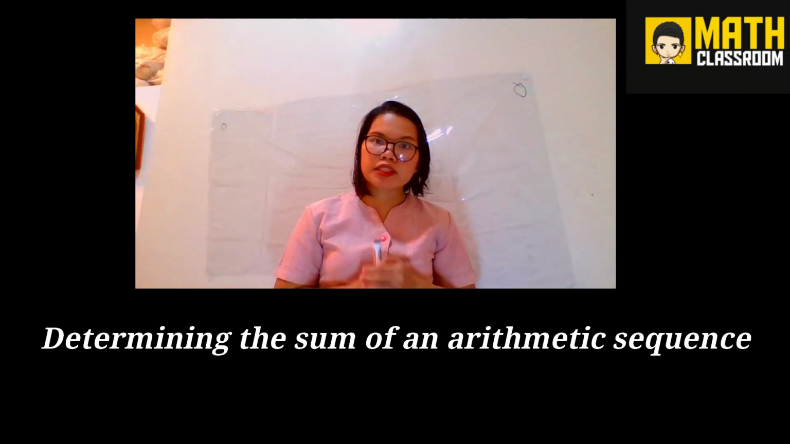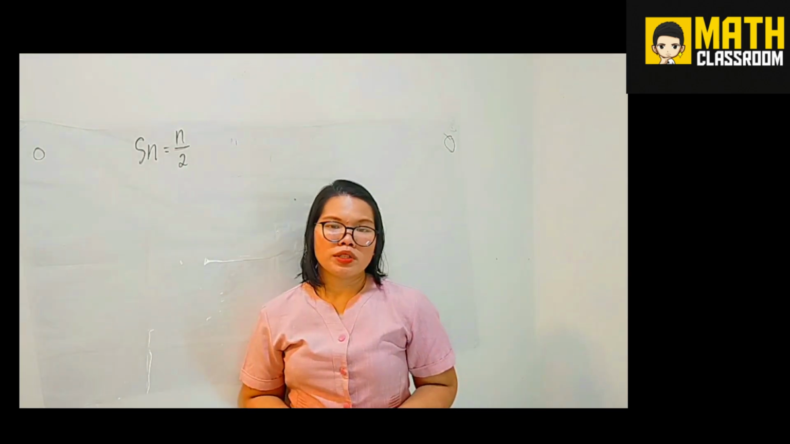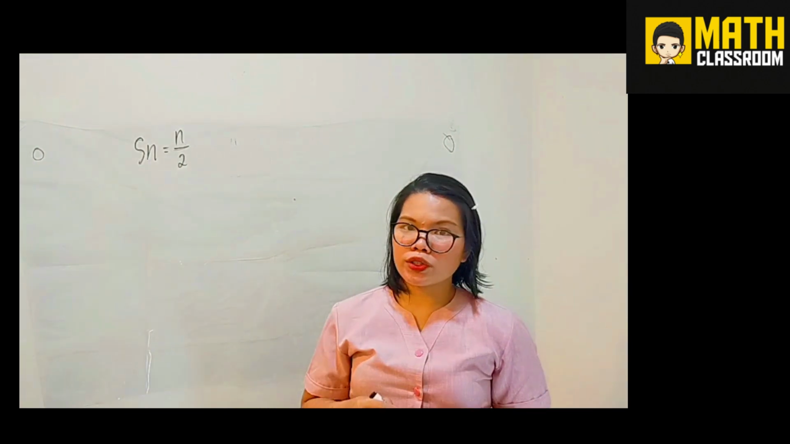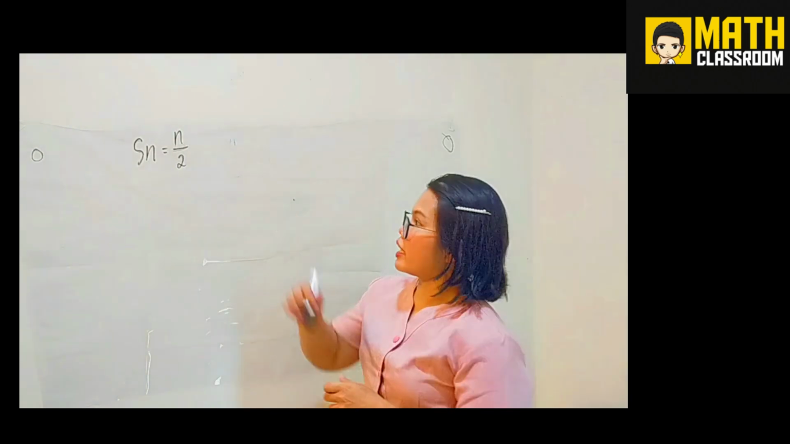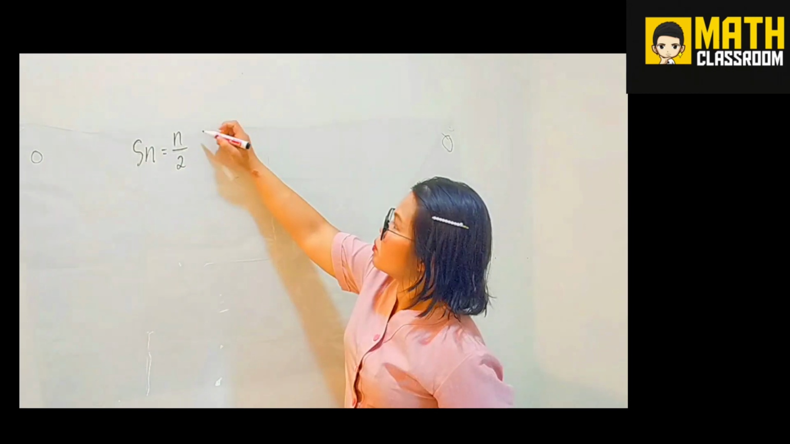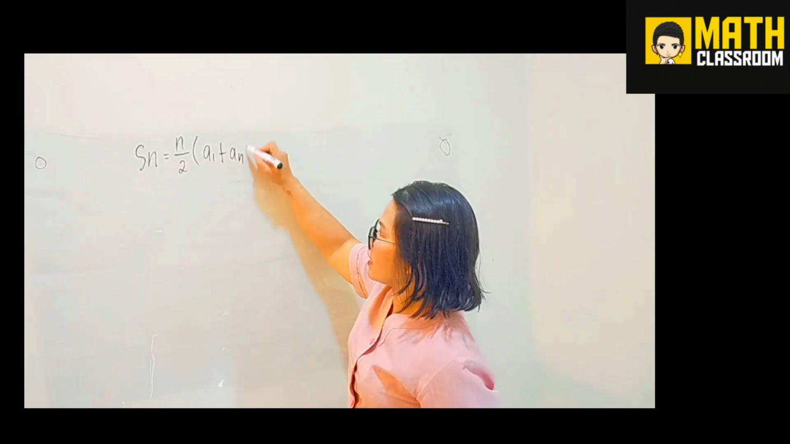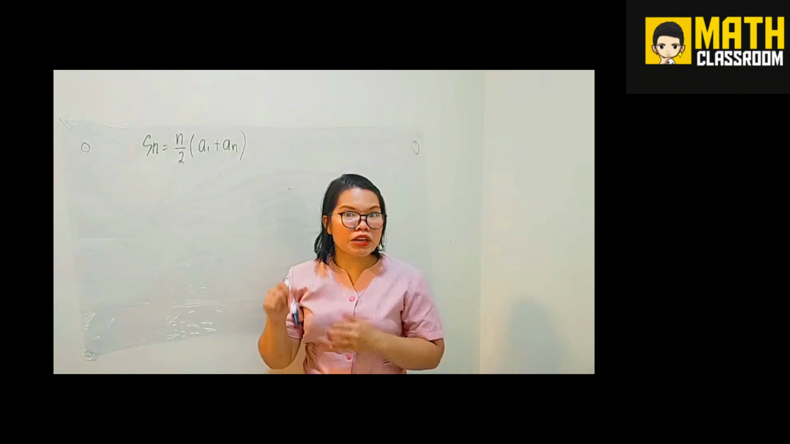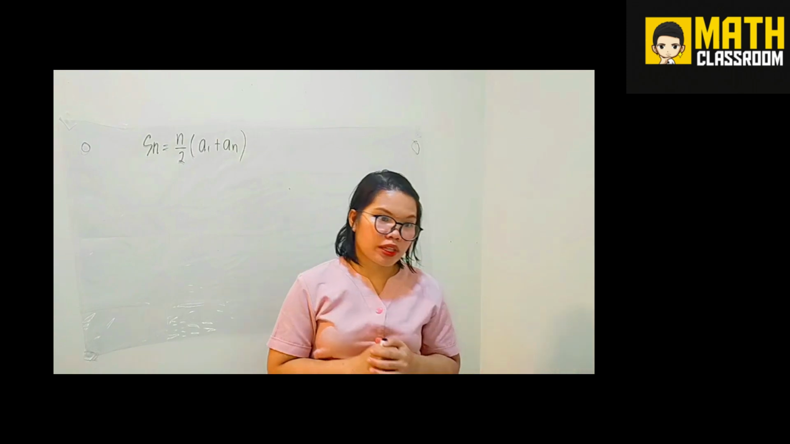So today we will be discussing determining the sum of the arithmetic sequence. Right now, since we all know that the formula in getting the arithmetic series is S sub n is equal to n divided by 2 multiplied to the sum of the first term and the last. So right now, mas ila-level up natin ng konti yung ating mga gagawin.